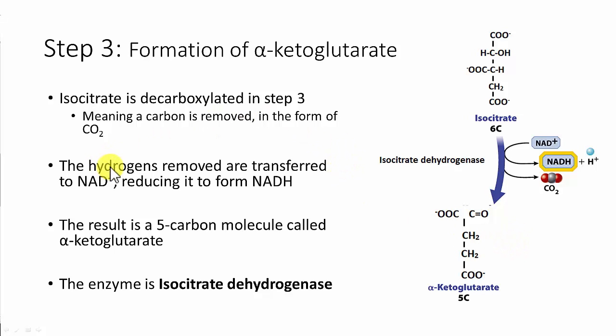Okay. In that process of decarboxylation, we're going to charge up another NAD to NADH in the process. We now have a 5-carbon compound, and its name is called alpha ketoglutarate. And the enzyme is called isocitrate dehydrogenase.